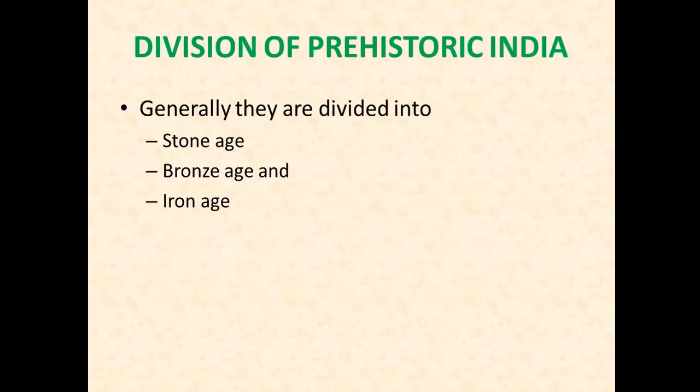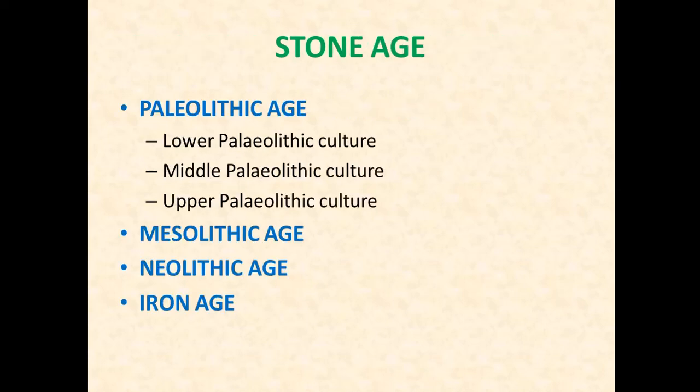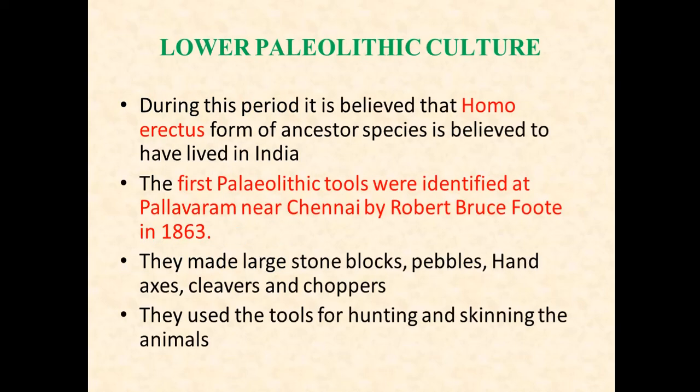Division of prehistoric India. Generally, to learn the history of prehistoric India, it is divided into Stone Age, Bronze Age and Iron Age. Stone Age is divided into Paleolithic Age, Mesolithic Age, Neolithic Age and Iron Age. Paleolithic Age is again subdivided into Lower Paleolithic culture, Middle Paleolithic culture and Upper Paleolithic culture.